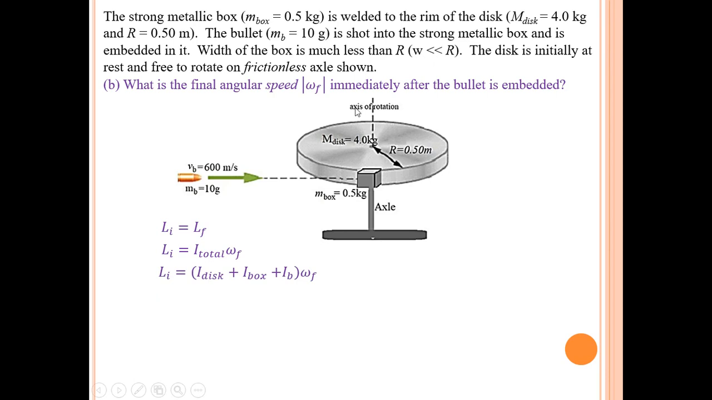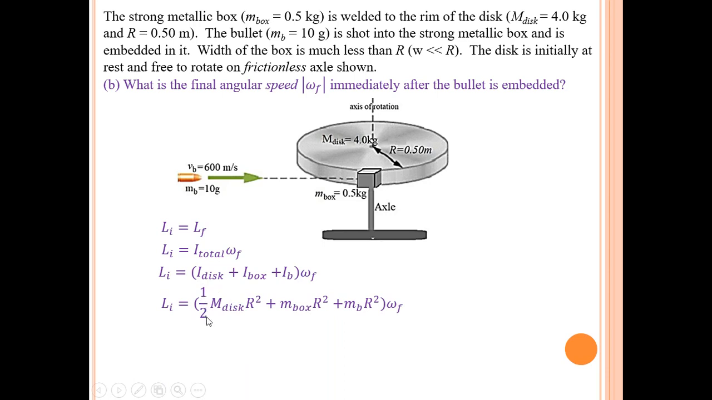All right, so we can go ahead and expand I total into 3 terms. There's the moment of inertia for the disk, the moment of inertia for the box, and then the moment of inertia for the bullet. And then that will be times omega f here, which is what you're trying to find. All right, so let's expand I disk, the moment of inertia for the disk.